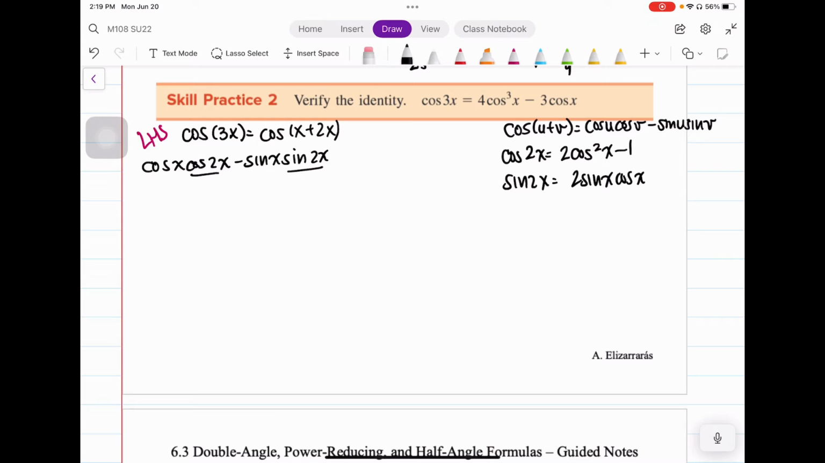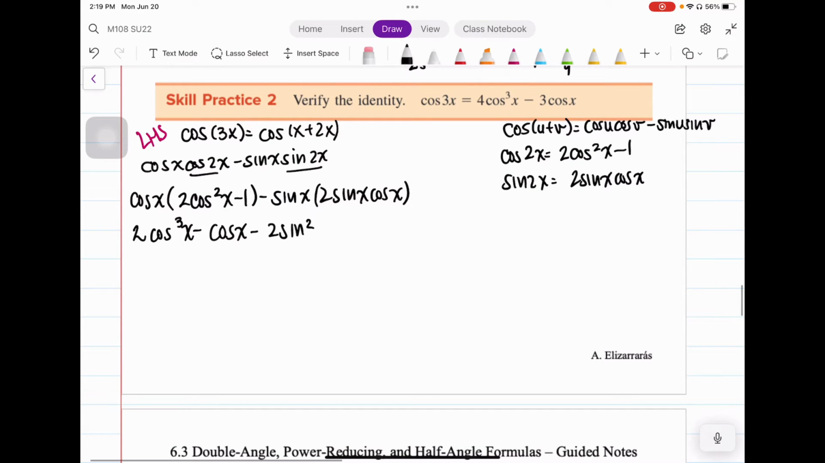Notice that the right-hand side is all in terms of cosine, so I want to try and get in terms of cosine. So I'm going to replace my double angle formulas. So I have cosine x times 2 cosine squared x minus 1 minus sine x times 2 sine x cosine x. Again, this is still left-hand side. Distributing, I have 2 cosine cubed x minus cosine x minus 2 sine squared x cosine x.